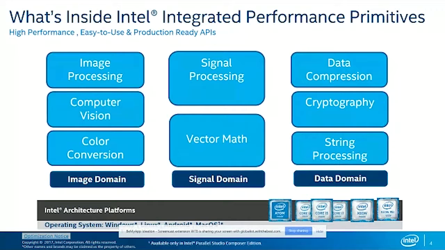And besides the image processing part, another pretty important part is signal processing. If you have to do some FFT transforms, or if you have some signal and want to add one signal to another signal, or do some filtering in these domains, Intel IPP signal processing functions can provide very fast, optimized implementations on the CPUs.